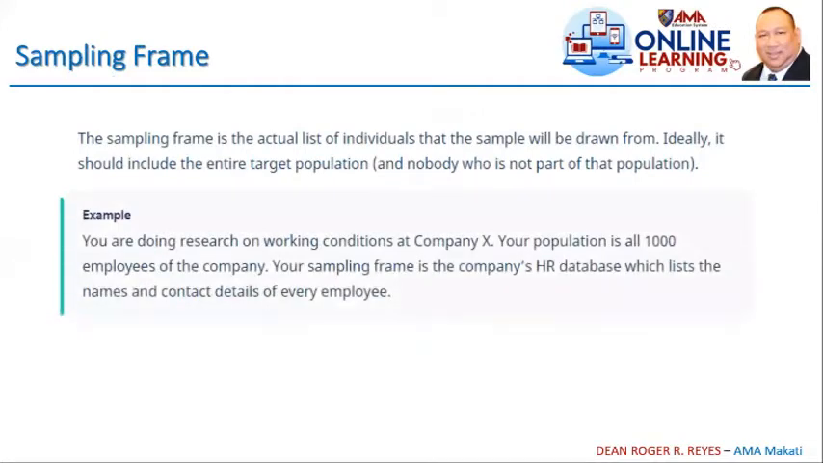The sampling frame is the actual list of individuals that the sample will be drawn from. Ideally, it should include the entire target population and nobody who is not part of that population. For example, you're doing research on working conditions at Company X. So your population is all 1,000 employees of the company. So when we say population, how many are there in all? Since Company X has 1,000 employees, your sampling frame is the company's HR database, which lists the names and contact details of these 1,000 employees. That is what you call the sampling frame from which you will select your sample.